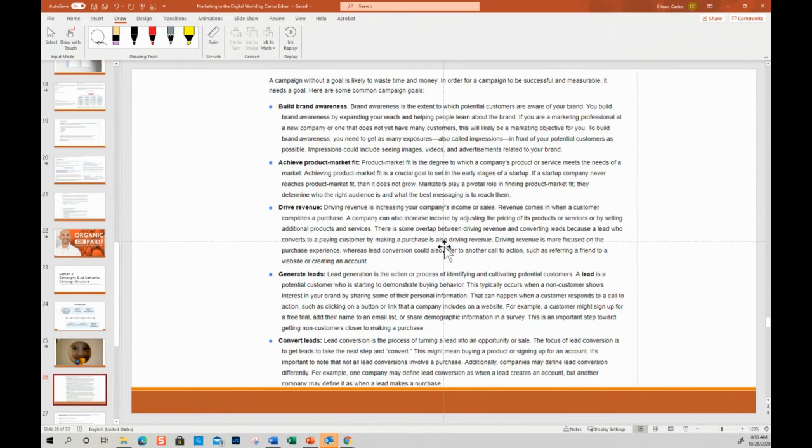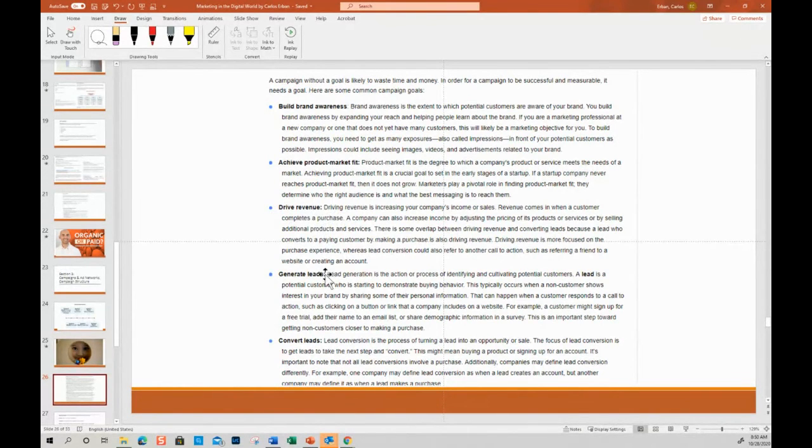Now, the reason why I posted this particular one is because this is a very good checklist of what typically are the goals of a campaign. Build brand awareness, achieve product market fit, drive revenue. This one is an objective everybody has. Obviously, you want to generate sales. Now, revenue is basically your sales. The units times the price, so that's your gross sales, which is defined as revenue, okay?